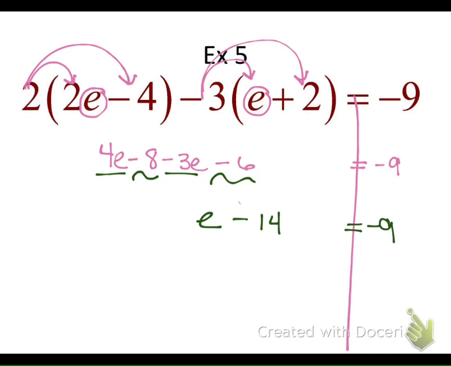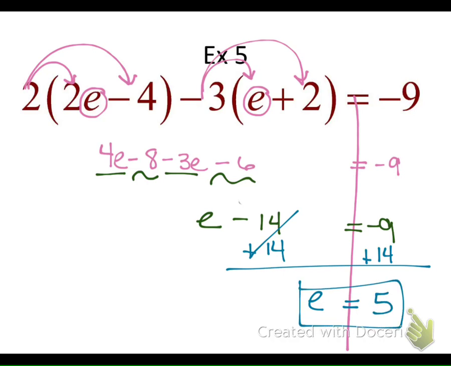Solving one step equation. So how do I get the E by itself? You gotta do positive plus 14. Whatever you do on one side, you gotta do to the other. Cross that one out. And that's gonna be 5. Positive 5. Good.